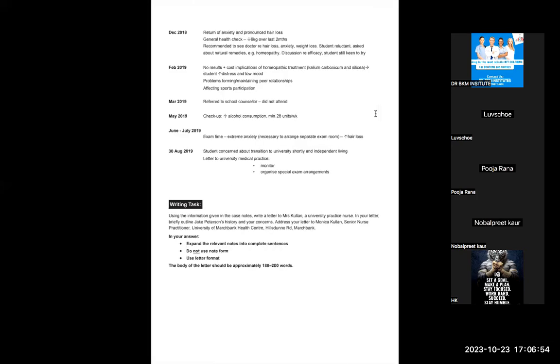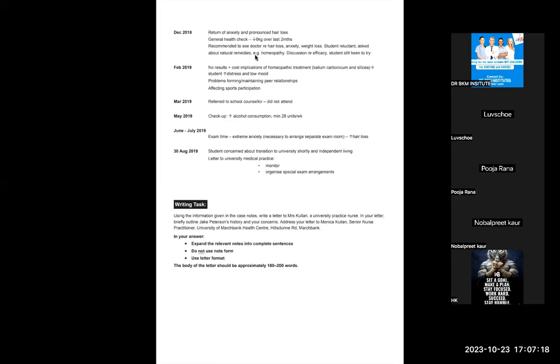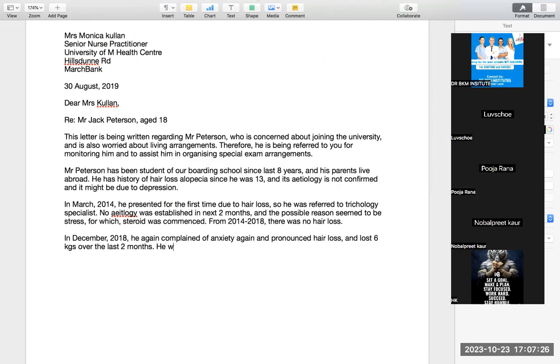Yeah. Now, hair loss, 6 kgs over the last 2 months. Again, I just want to make my exam the easiest for the examiner, so that he can say this is the easiest thing anyone could have written for him. So now this is done. Recommended to see a doctor regarding these issues, but student was reluctant and asked for natural remedies. So he was advised to see a doctor, but he was reluctant.